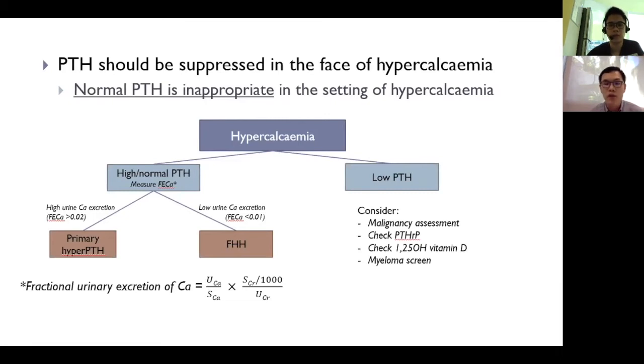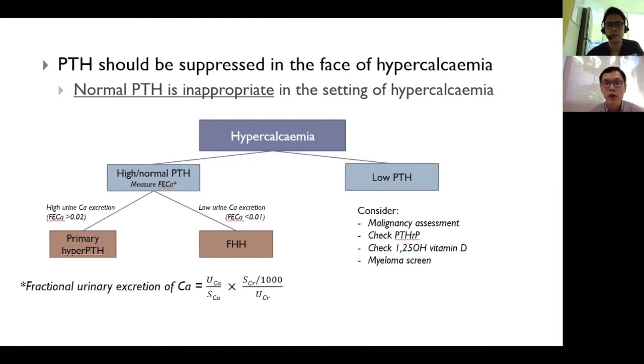And if it's not low, then we are more certain that it is primary hyperparathyroidism. Although sometimes, I think a lot of times in real practice, it may be difficult to really ascertain this clearly at the start, and we may do multiple urine measurements along the way to give us more confidence.